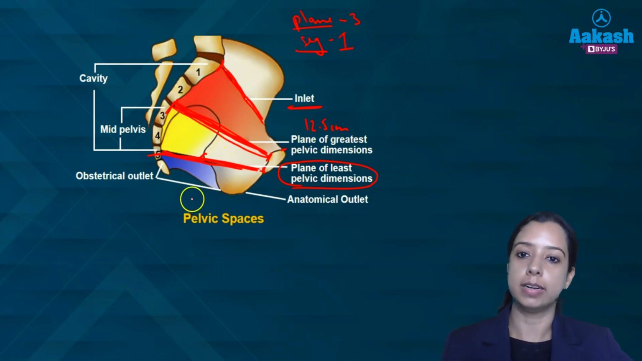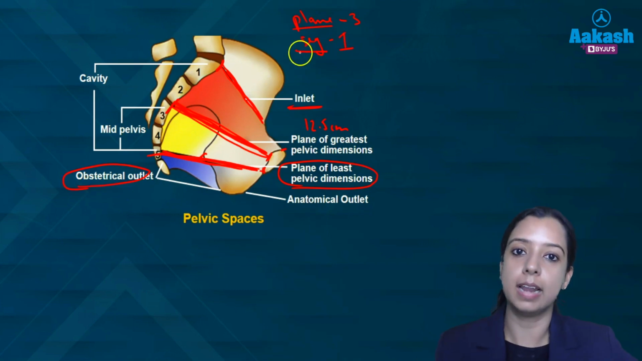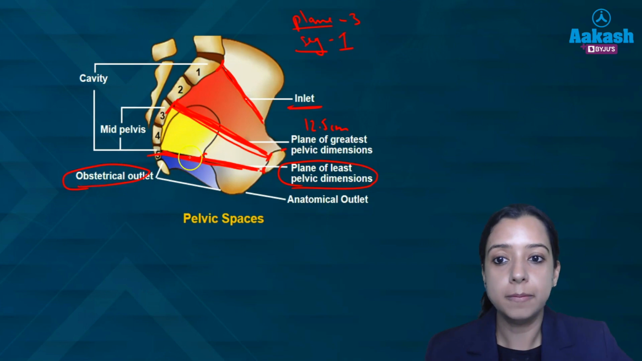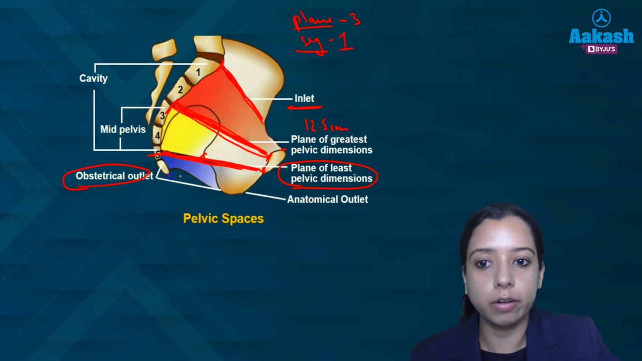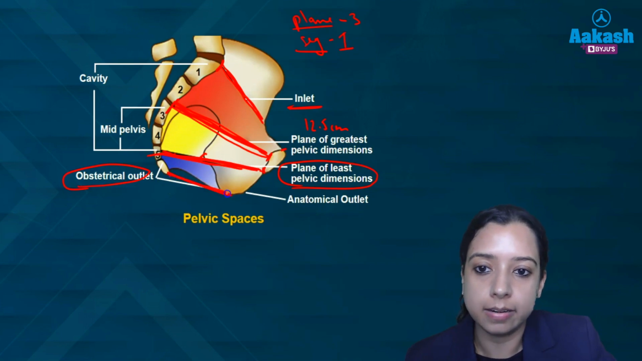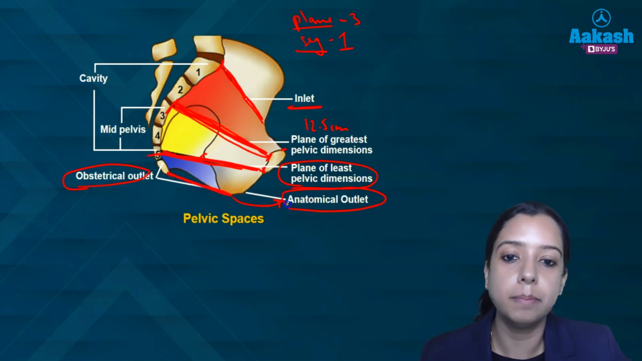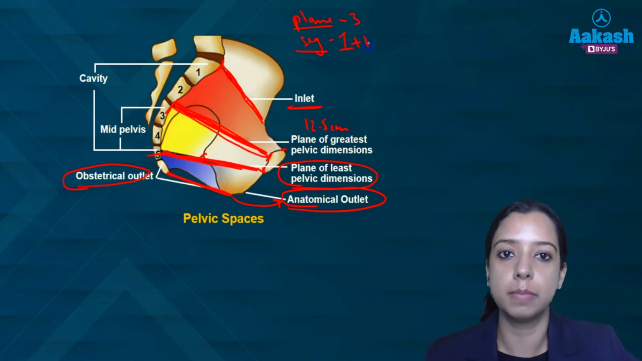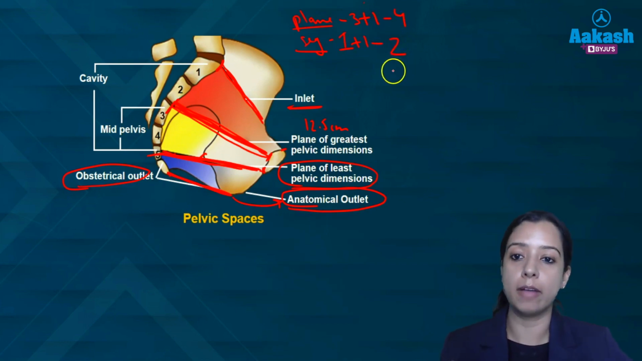Let's come to the outlet. The obstetric outlet is again a segment. Like the cavity, it's an area whose roof is the plane of least pelvic dimension and whose floor is another plane, which is your anatomical outlet. Anatomical outlet is again a plane and between these two lies the obstetric outlet. So, in a pelvis, we have 4 planes and 2 segments, or you can say 2 cavities.